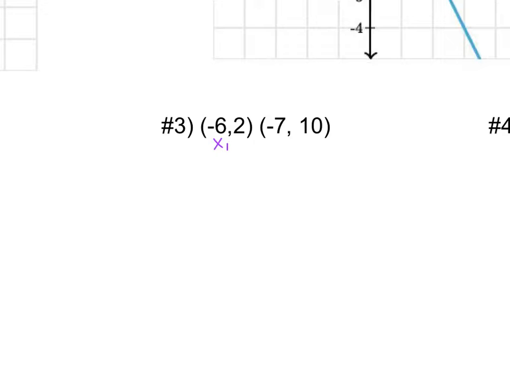Okay, so if we call this x1, y1, and x2, y2, it's going to be 10 minus 2, okay? I'll tell you right now where a lot of people mess up on this process is they'll go 2 minus a negative 6. You'll never subtract the two that are in the same point, okay? It's got to be the y minus the y, the x minus the x. So 10 minus 2, and then negative 7 minus a negative 6.